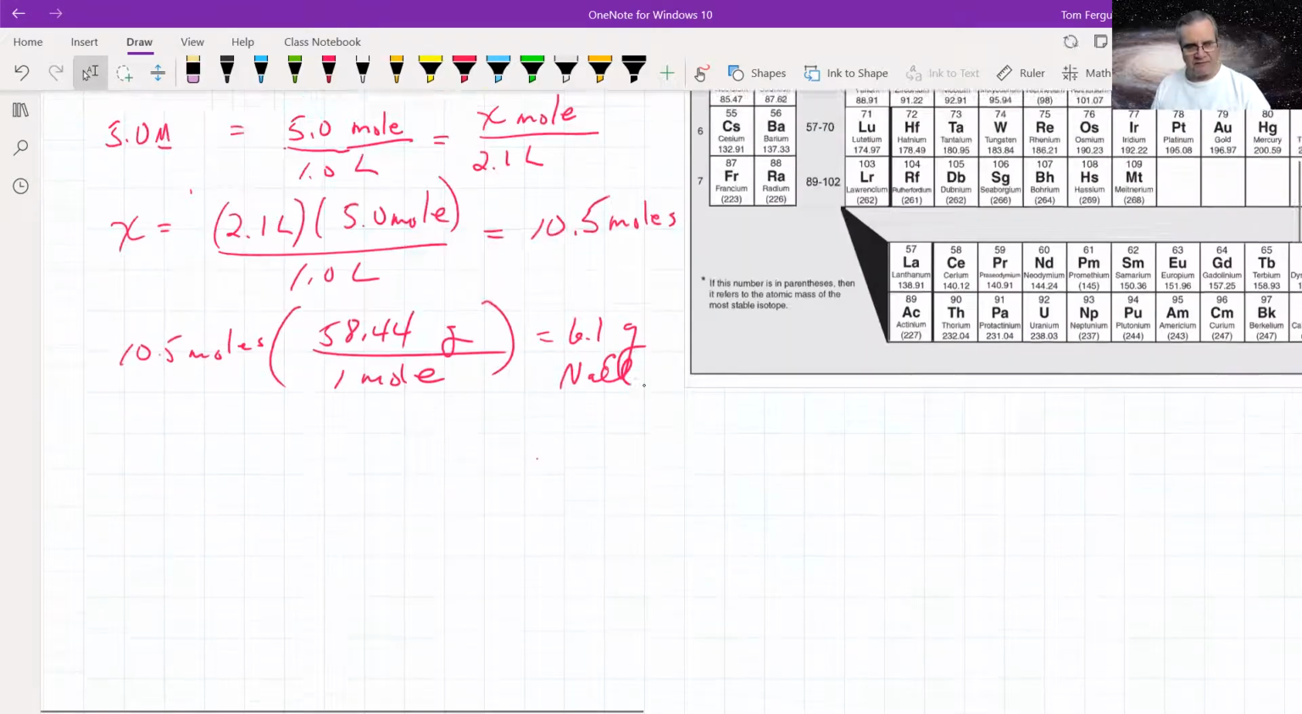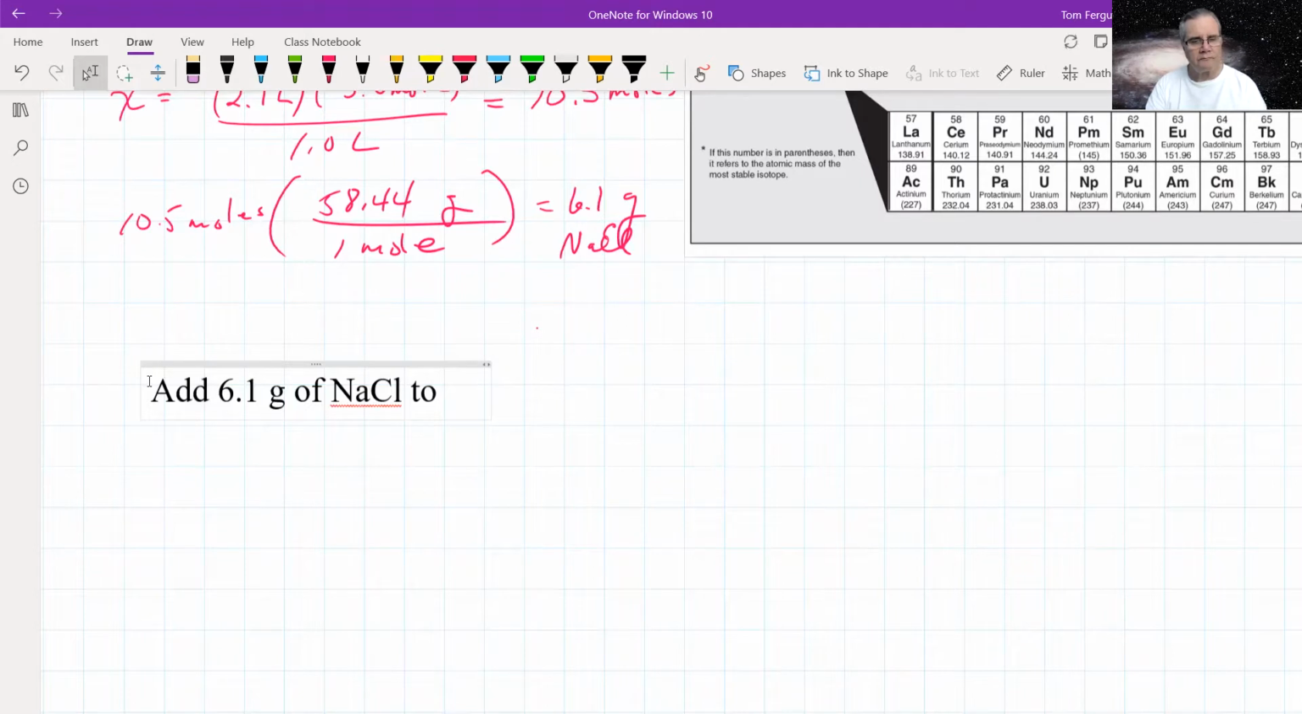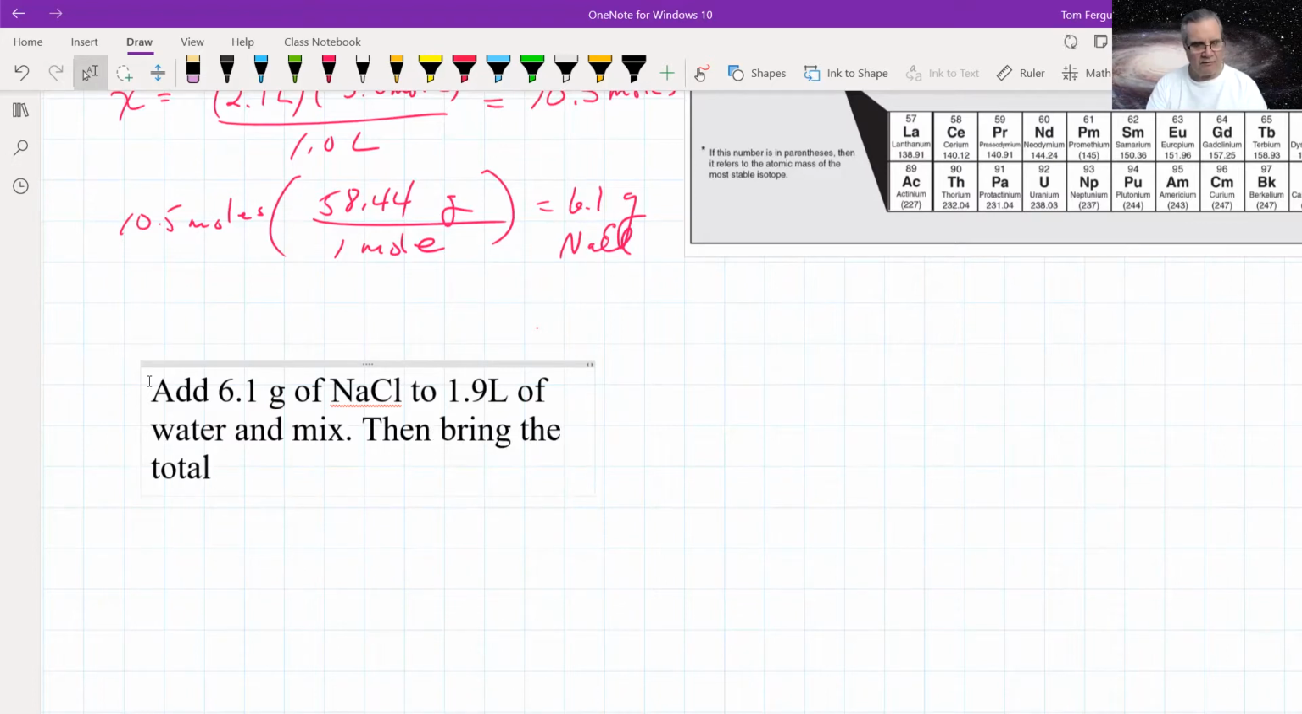Okay, so how do you make up the solution then? So we're going to add 1.9 liters of water and mix. Then bring the total volume up to 2.1 liters. The reason for that is when you add the sodium chloride solid to the liquid, it brings up the level of the liquid. So if you added it to 2.1 liters, your final volume would be more than 2.1. So that would be the answer to this problem.